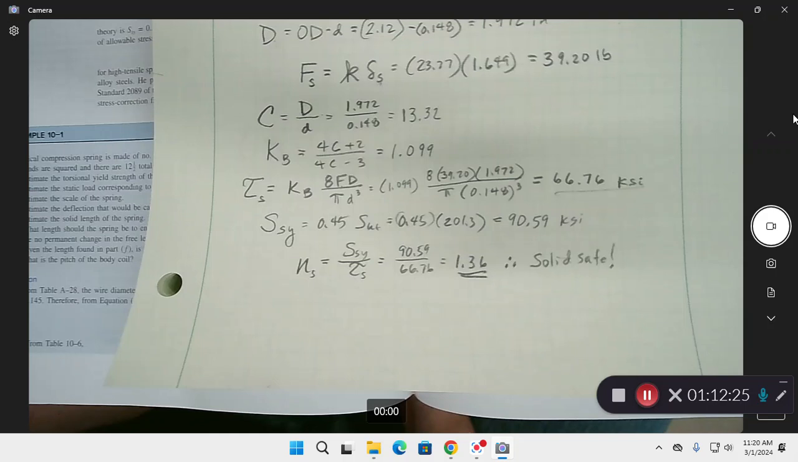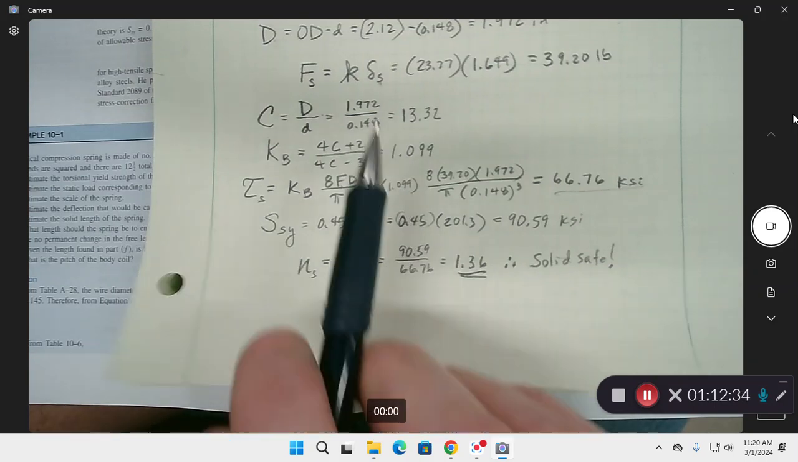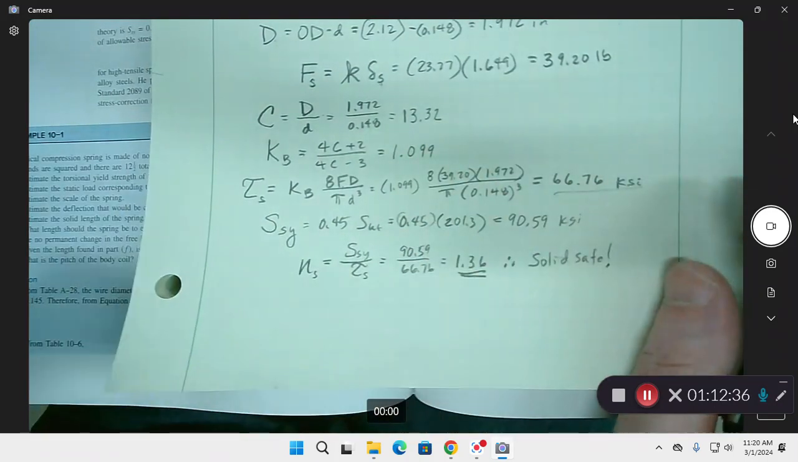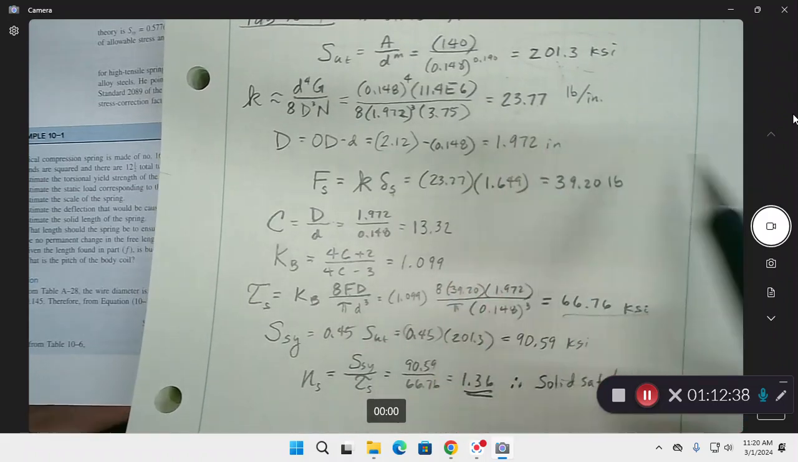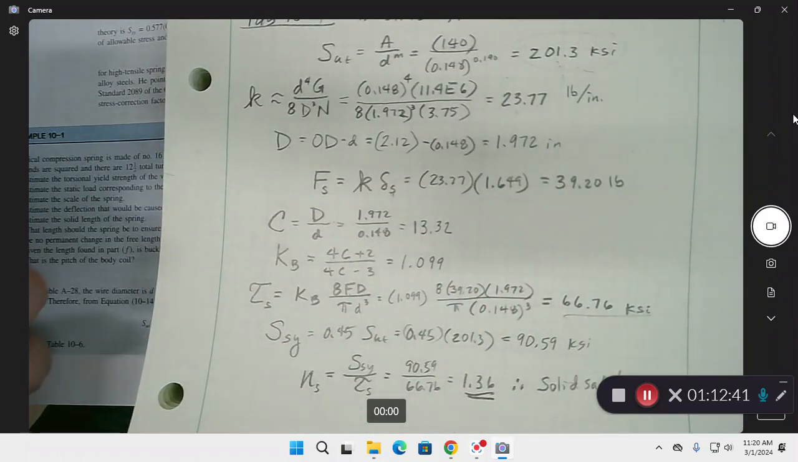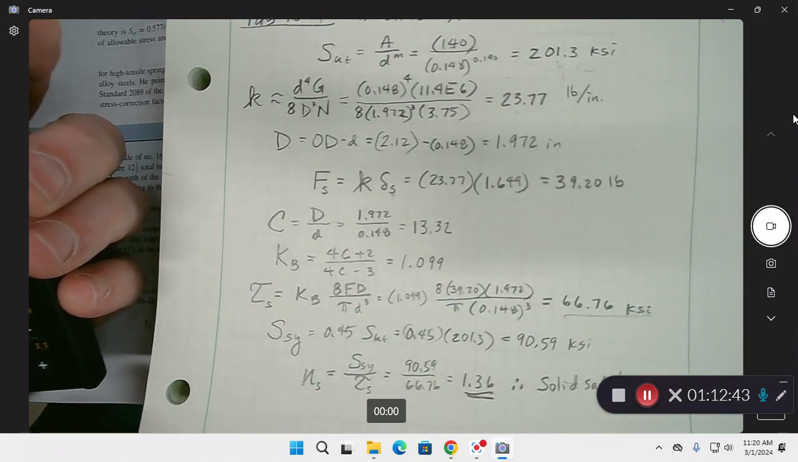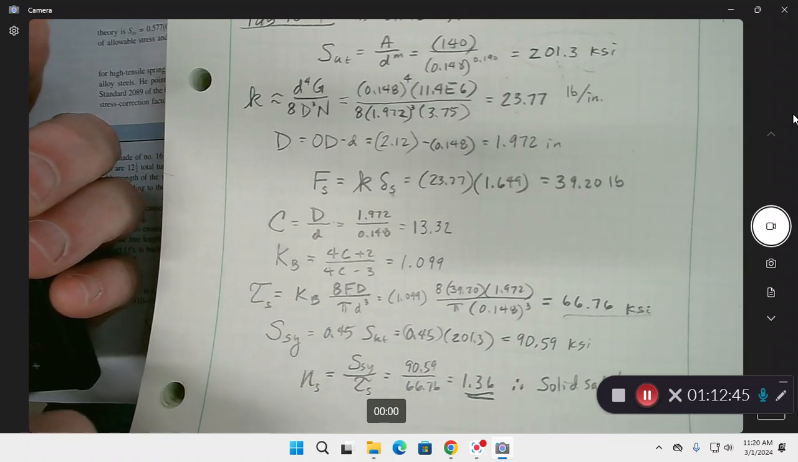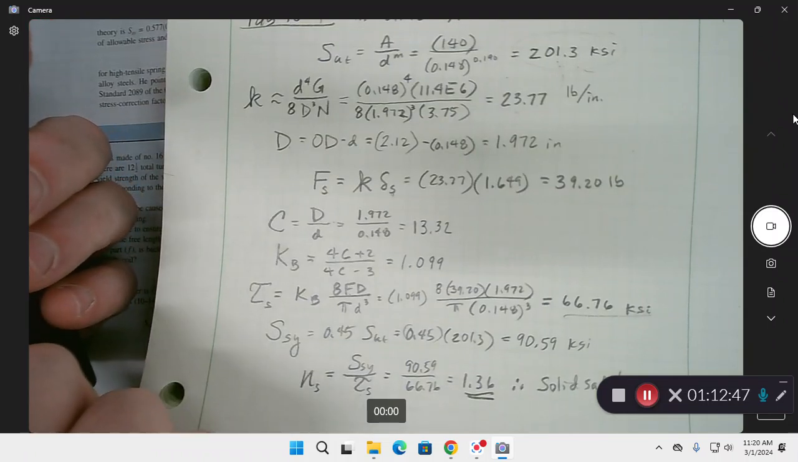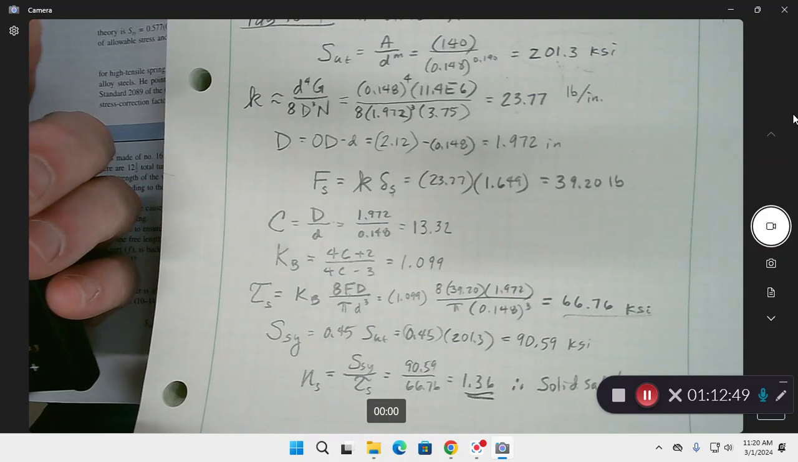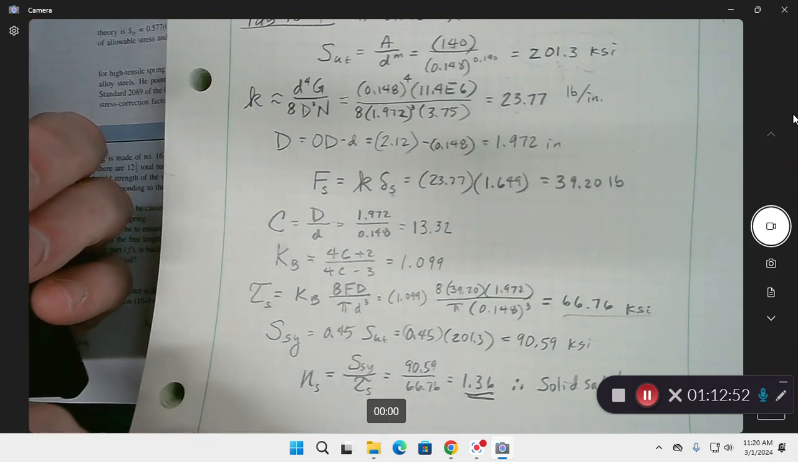Usually, I don't know why, but whenever I punch in the K, I always get 46.5. This K? Yeah. Okay. Yeah, it could be. I don't know. 0.148. All right, and then 11.4E6. Boom. Dividing it by 8.